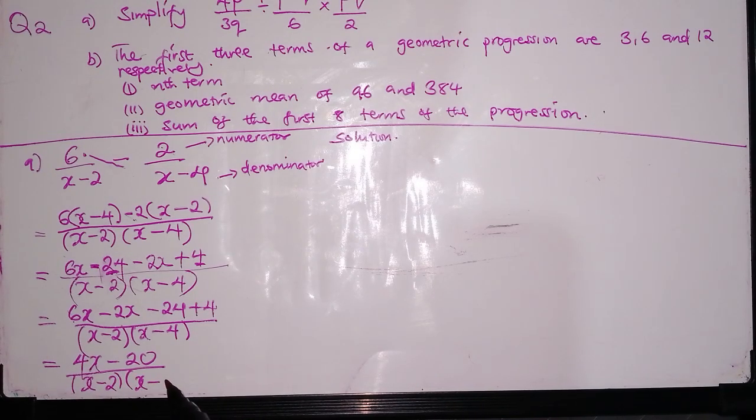Then here we have x minus 4. So this is our answer. But remember again, we have to leave it in its lowest term. So if you look at the top part, you can see that you can factorize it. So don't leave it here if you can see that the top part can be factorized.